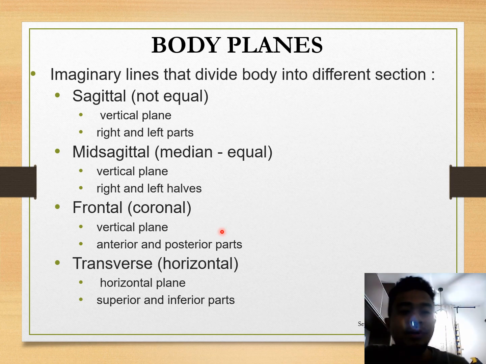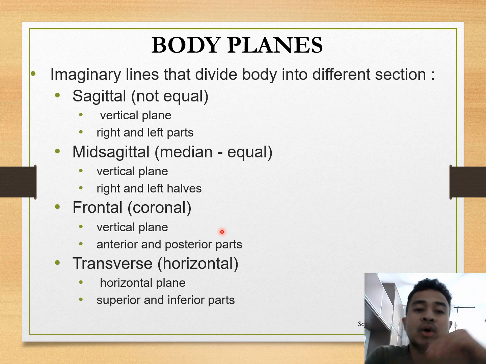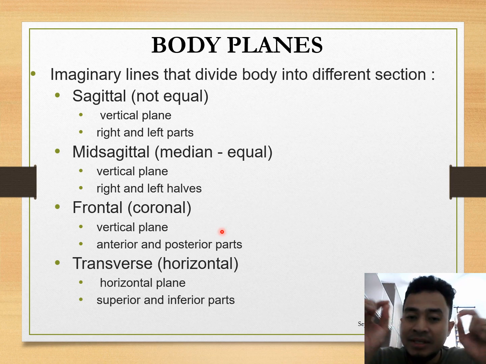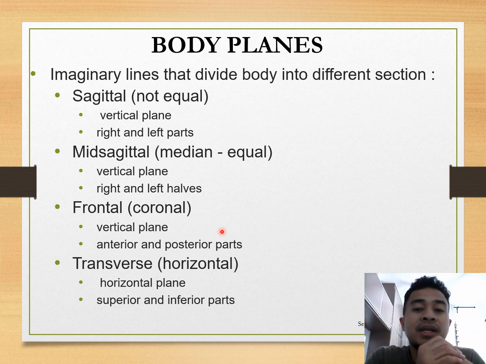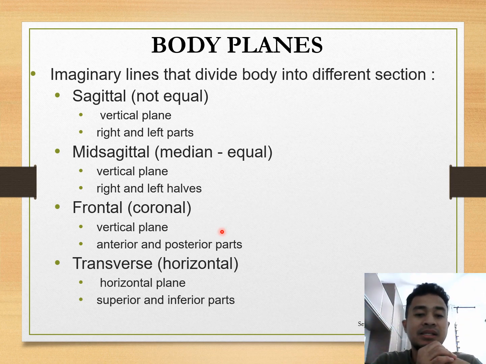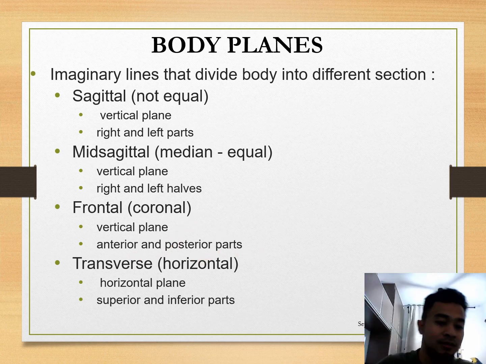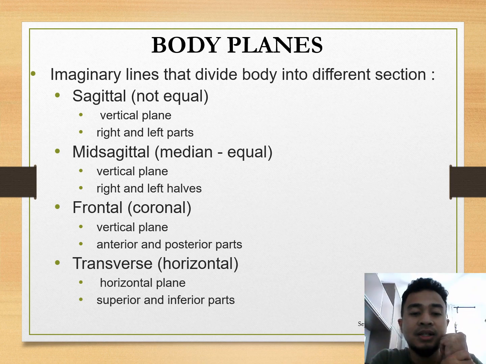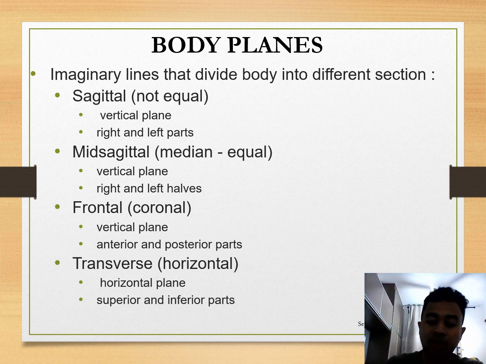Alright, by now I hope you really understand that. Next we go to the body planes. This is actually an imaginary line that divides the body into different sections. We have the sagittal plane, not equal, which is our vertical plane with right and left parts. Mid sagittal, median and equal, is a vertical plane with right and left halves, while frontal, coronal, is a vertical plane with anterior and posterior parts. And transverse, cutting in between, is a horizontal plane, which separates the superior and inferior parts of our body.